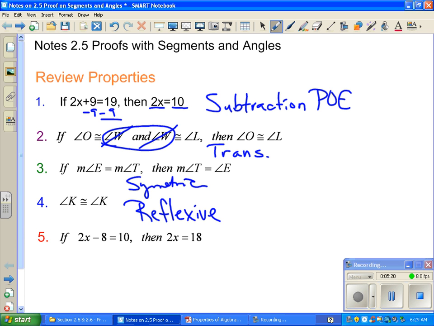Reflexive property. And in this last one, if you look at the if part, you obviously want to get rid of this subtract 8, so you would add 8 to both sides. And this clearly is how they got that 18. So this is the addition property of equality. So that's kind of one of the things you need to be able to do. You need to be able to pick out the correct property because you're going to have to write down those property names.